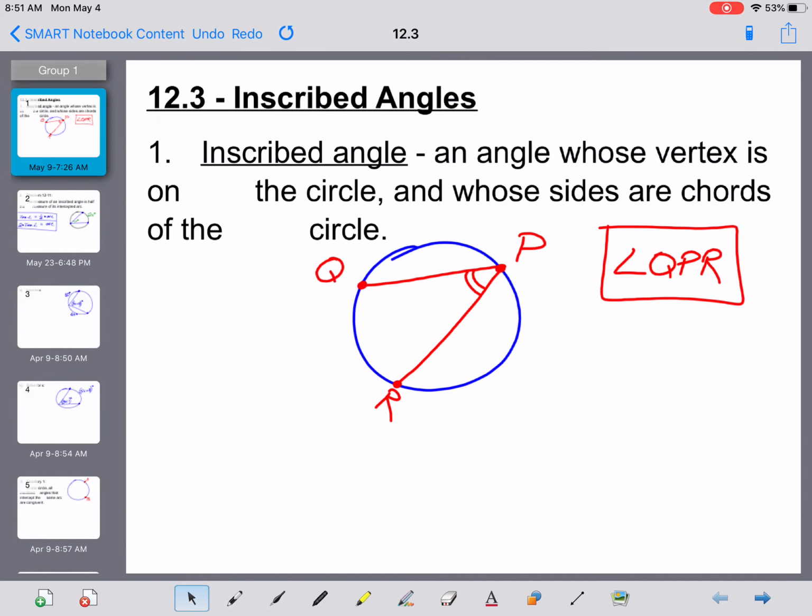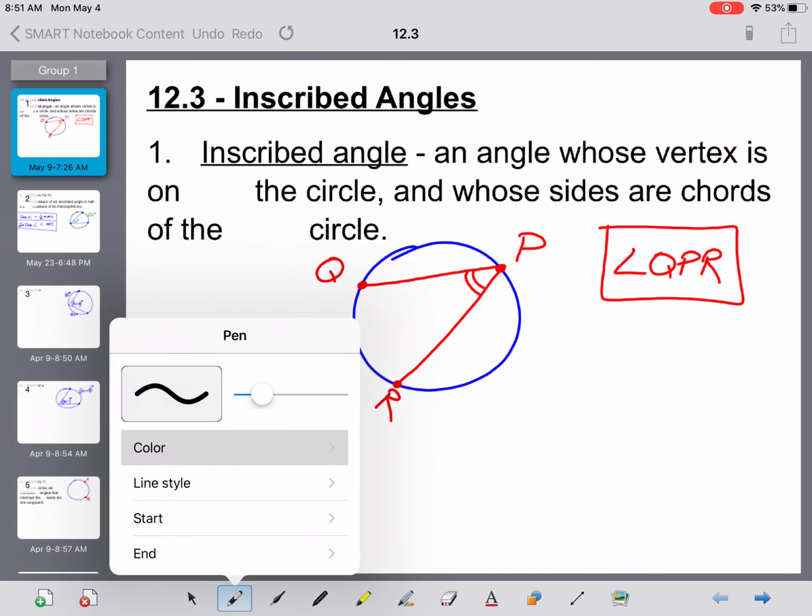Okay, geometry, here we go. We're on section 12.3 now. The really good news for you guys is that we are actually getting pretty close to the end of the sections that we need to cover, so let's keep plugging away and let's finish strong right here.